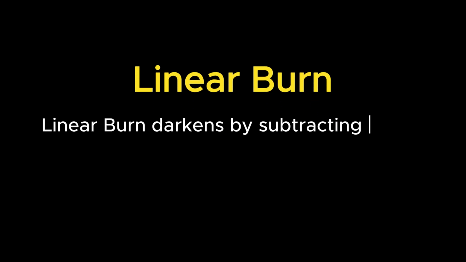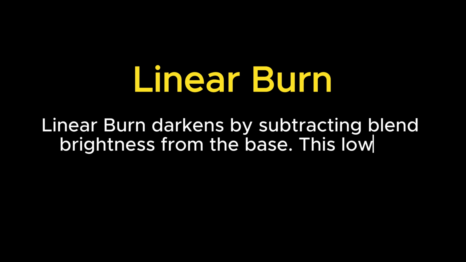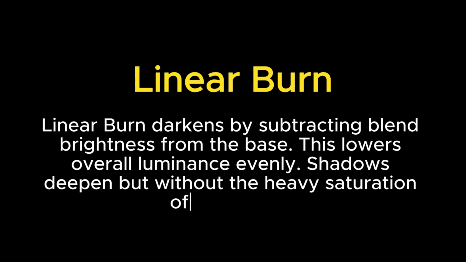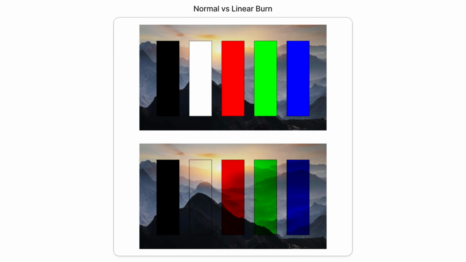Linear burn darkens by subtracting blend brightness from the base. This lowers overall luminance evenly. Shadows deepen but without the heavy saturation of color burn. White does nothing. Black still turns everything black.